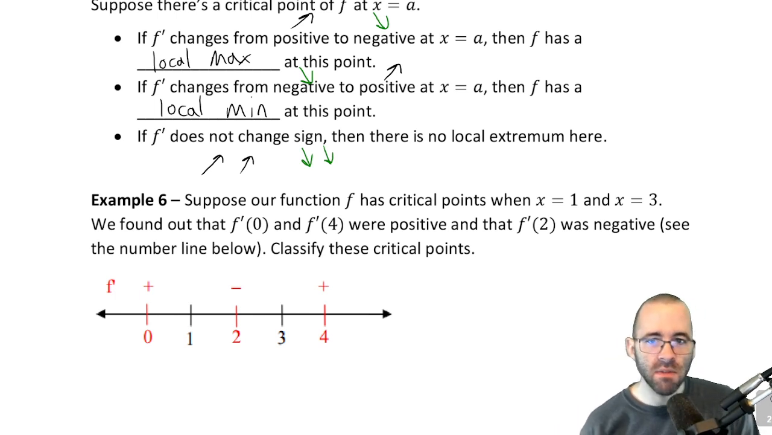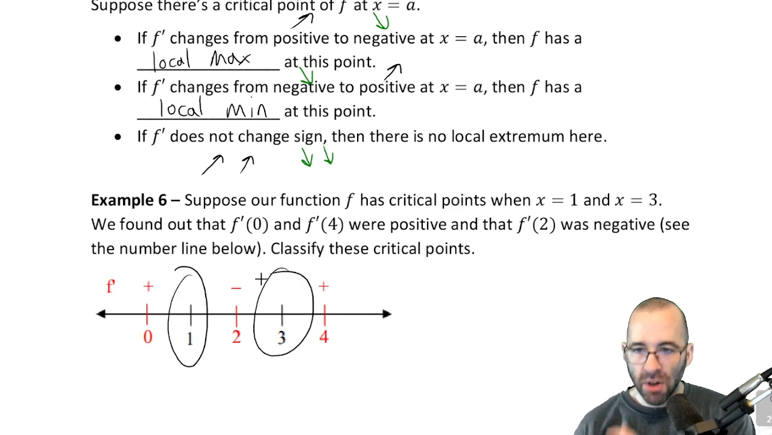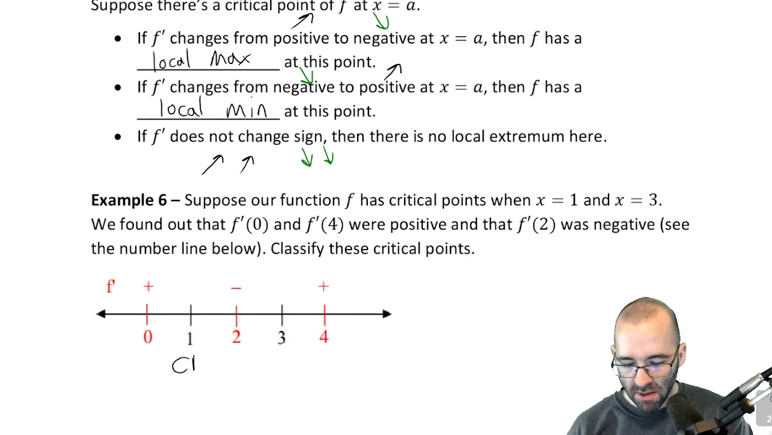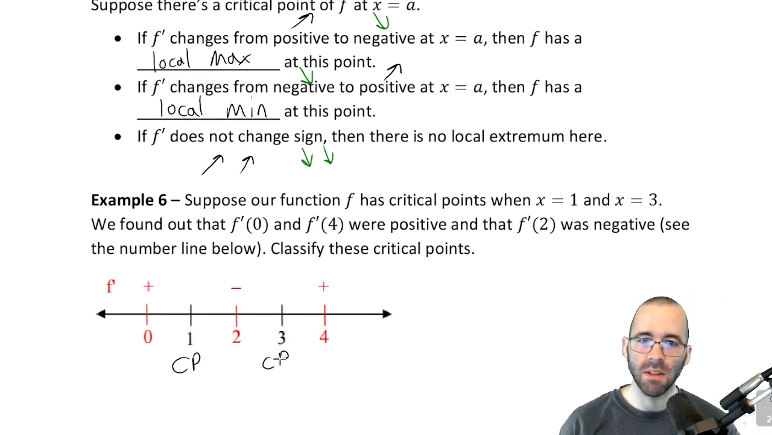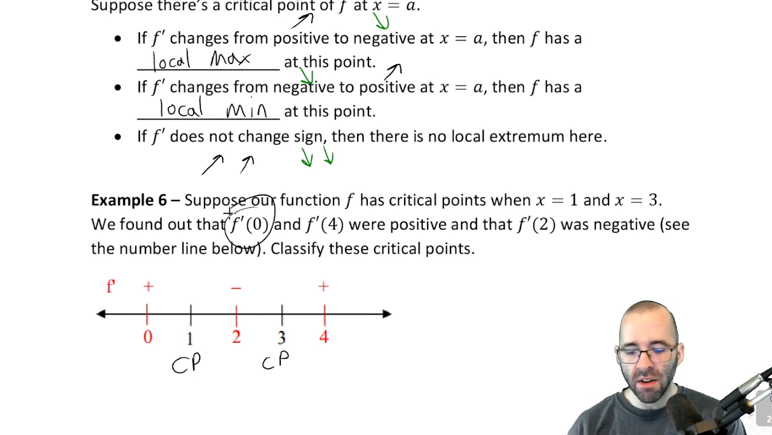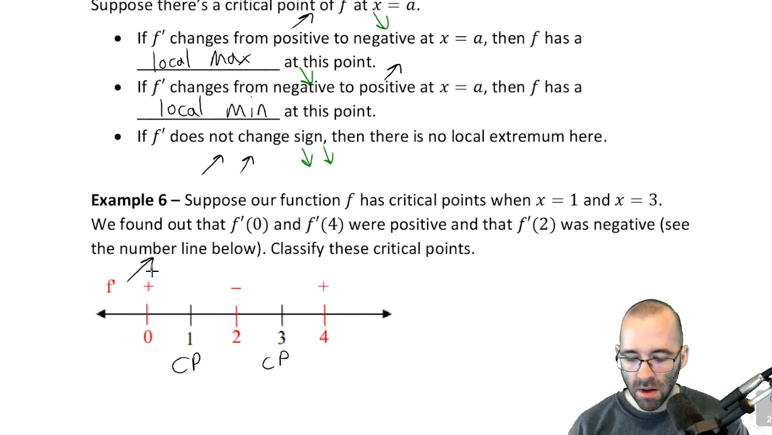Suppose our function, example 6 now, suppose our function has critical points where x equals 1 and x equals 3. So again, we can visualize that on a number line. We have critical points right here. Let's label these. This is the location of a critical point. Again, a critical point is an x and y value, but this is where a critical point can occur. And we found that the derivative at 0 was positive. So f prime, the derivative, the slope, was positive here. It's going up. The function's going up right here.